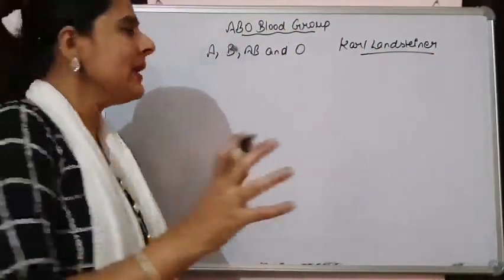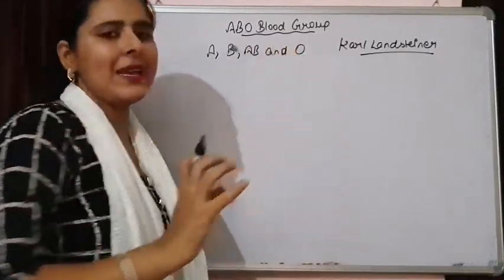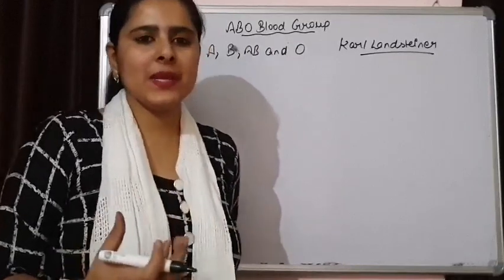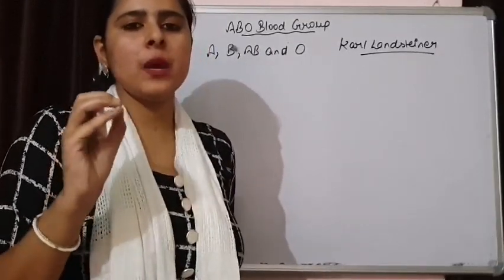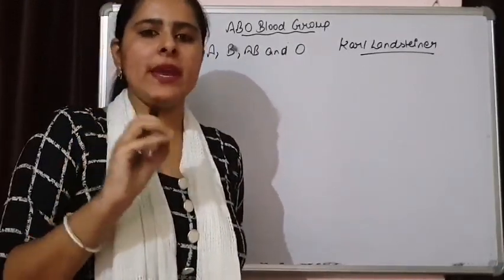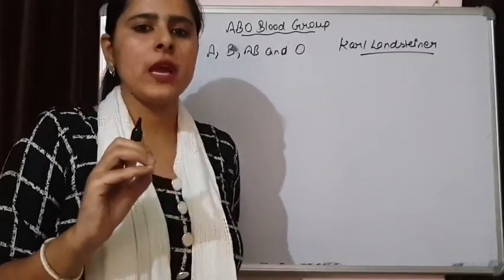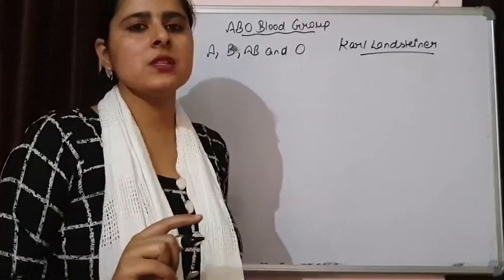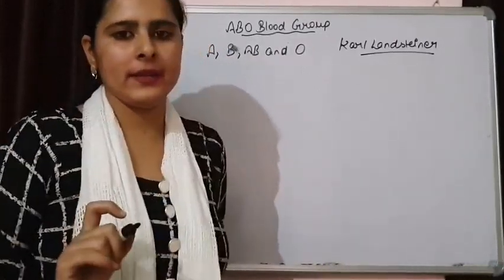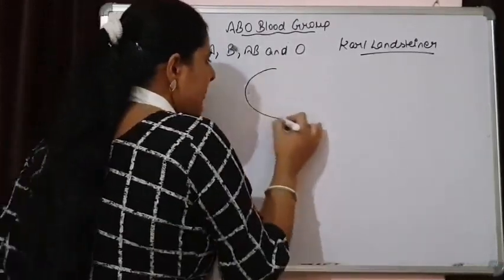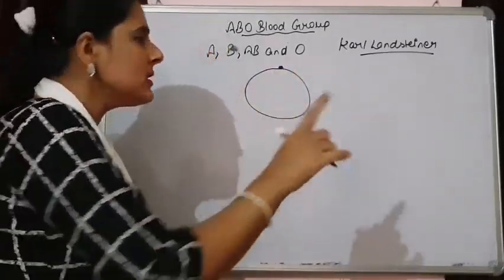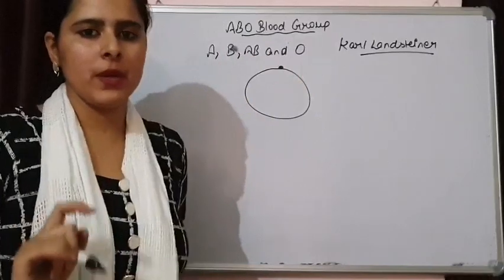Now, how do we detect which type of blood group is present? That is because of the presence of different types of antigens on the surface of RBCs. Because of the presence of these antigens, the blood groups are detected. Means on the surface of RBC, antigen will be present, and this antigen will give us the blood group.